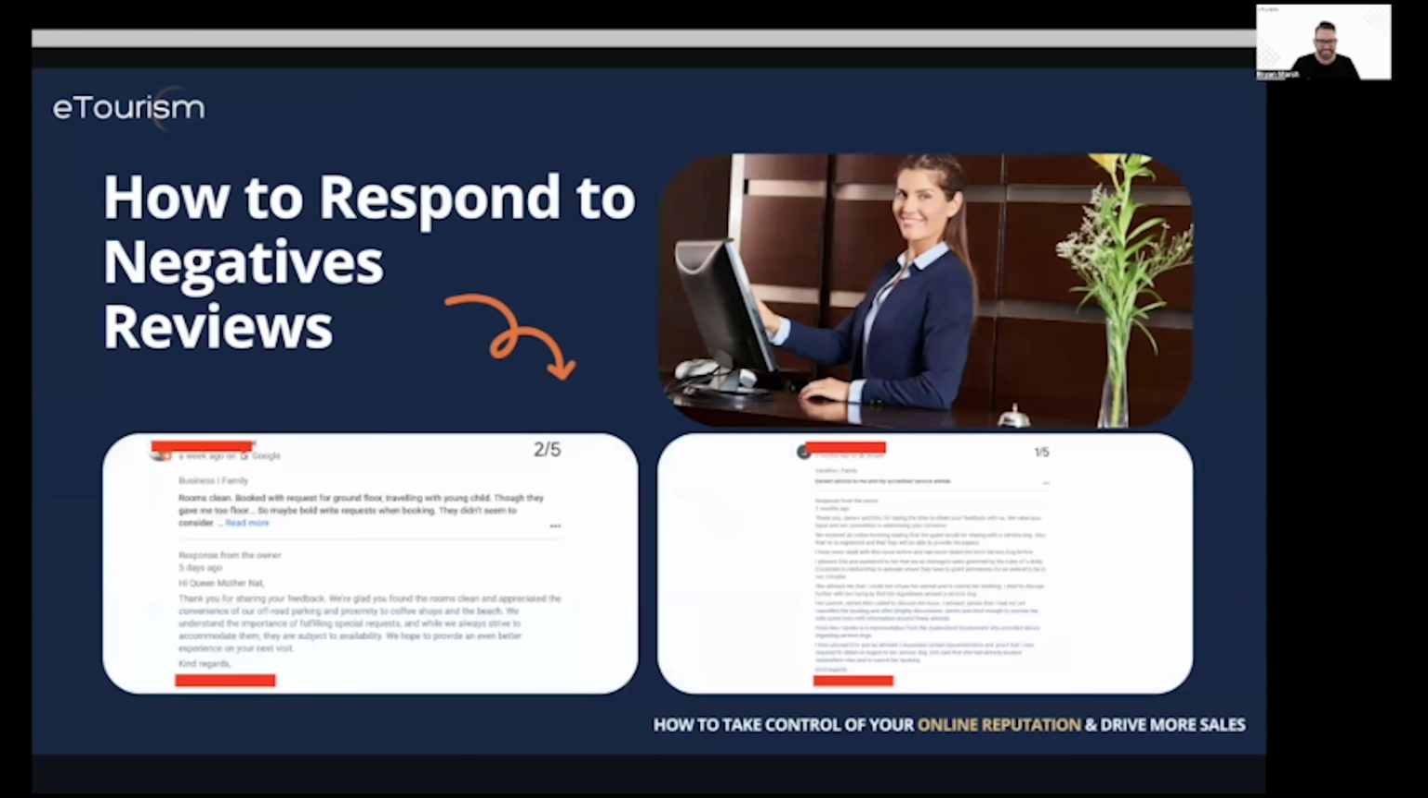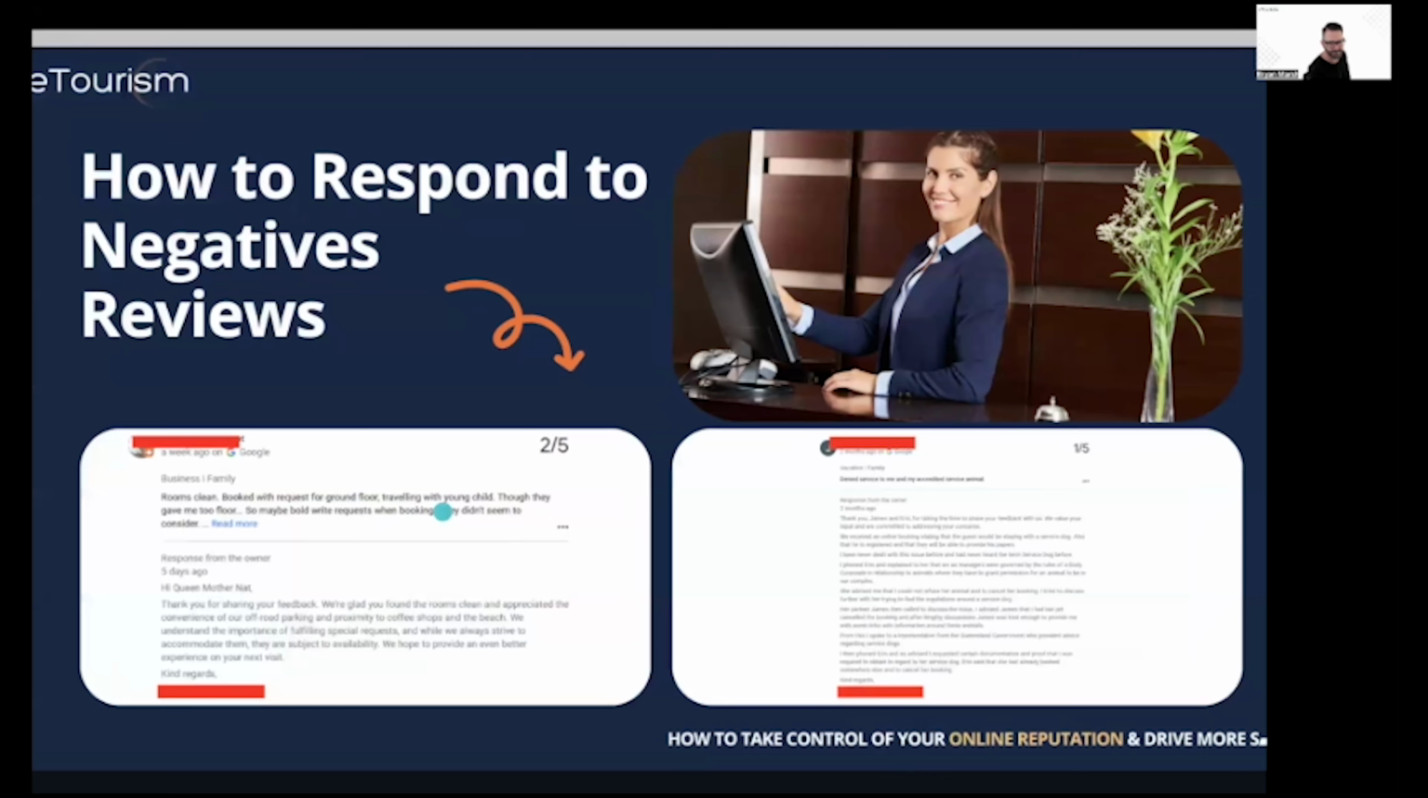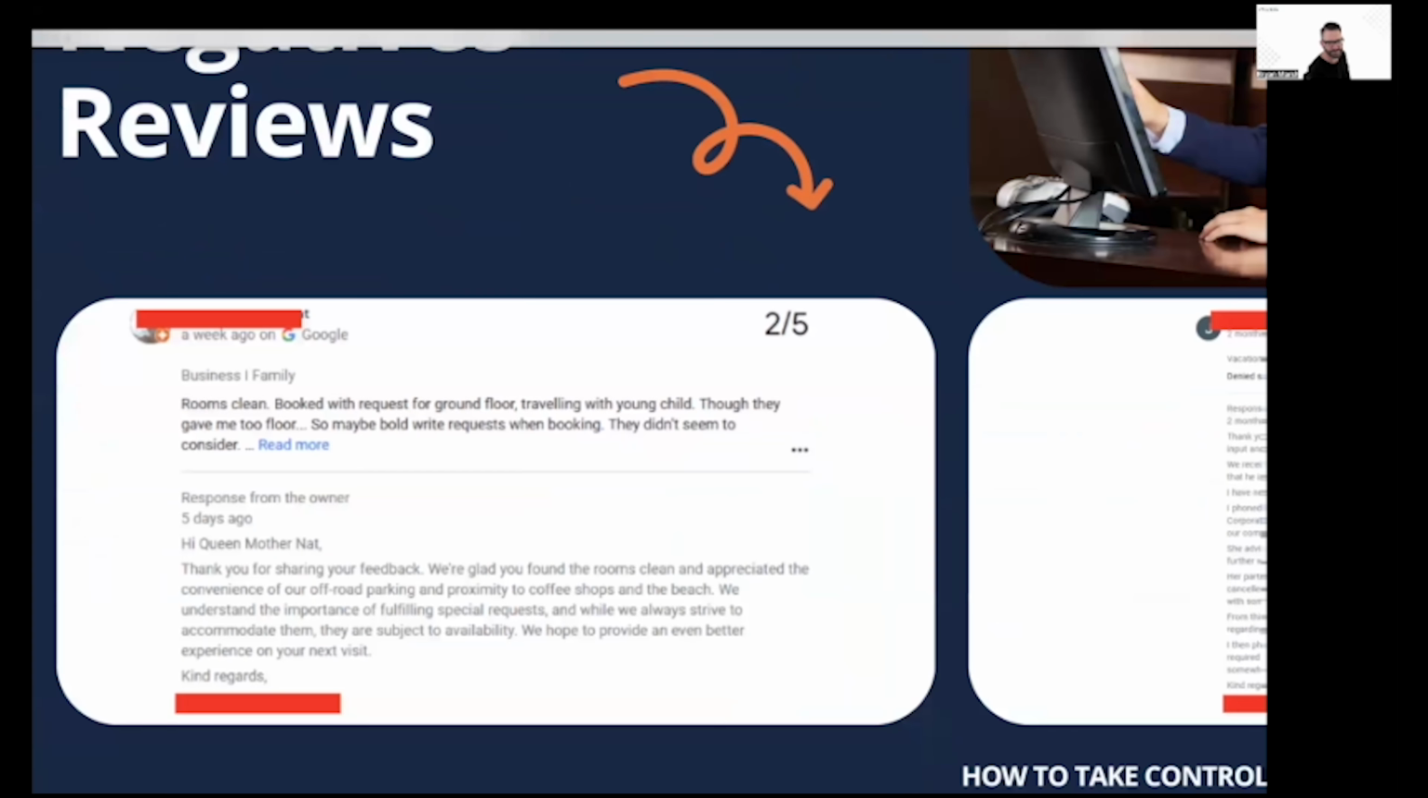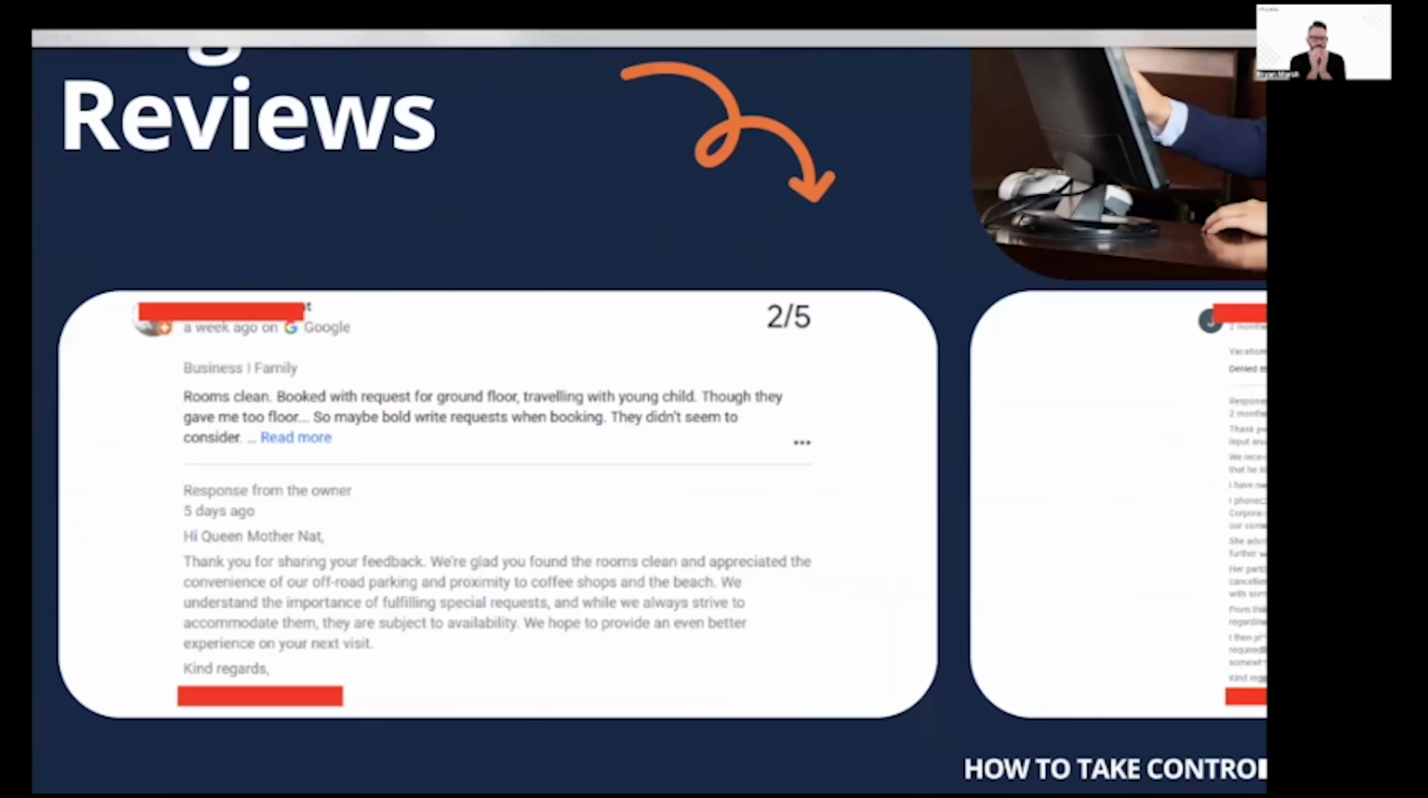All right, now, how to respond to negative reviews. We know this can be challenging. I'm just going to zoom in and we'll do one at a time. All right. So someone left a 2 out of 5 star review on Google. Rooms clean, booked with request for ground floor, traveling with young child, though they gave me top floor. So maybe bold requests when booking. They didn't seem to consider and just went on to give the property a hard time.